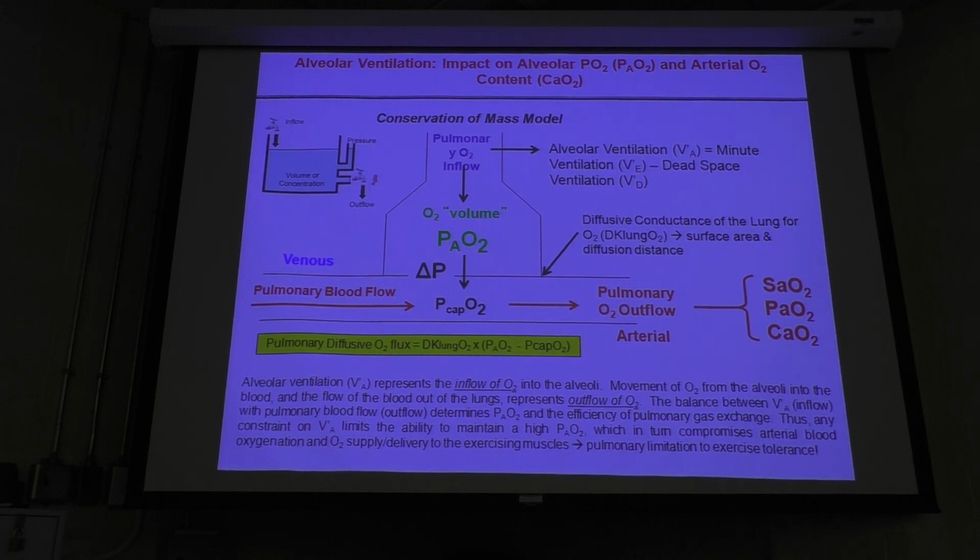So if we have a disproportionately high pulmonary blood flow relative to alveolar ventilation, our outflow is greater than our inflow. So what's going to happen to the alveolar PO2? If outflow is greater than inflow, what happens to compartment volume, pressure, or concentration? It's going to decrease. So if we decrease the alveolar PO2, what happens to the driving pressure for oxygen diffusion across the lungs to the blood? It's going to decline, right?